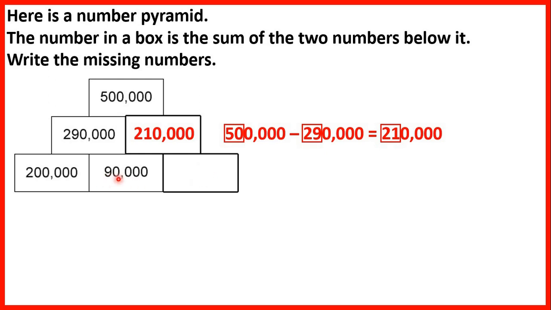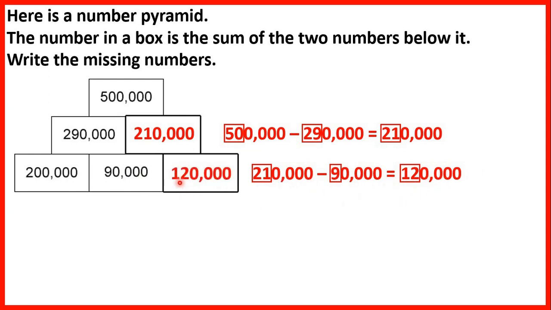We have 90,000 plus whatever this box is equals 210,000. So again, it's a missing number addition, so we can subtract to find our missing number. 210,000 minus 90,000 is 120,000 because 21 minus 9 is 12 and we keep our 4 end zeros. So we get 120,000.